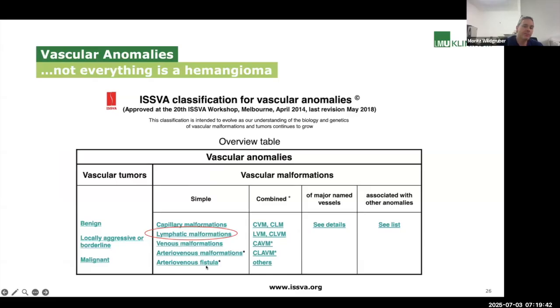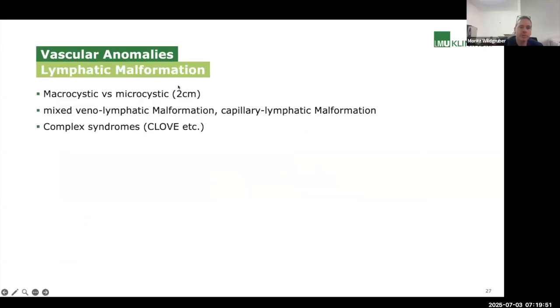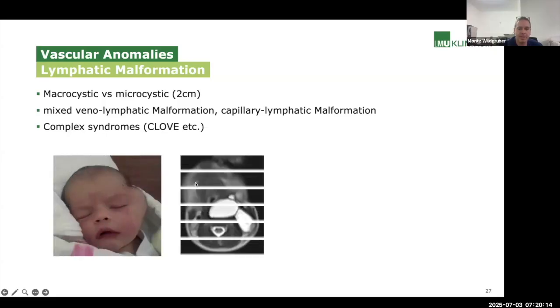Lymphatic malformations, lymphangiomas, cystic hygromas, they also have multiple names. It doesn't matter. We're all speaking of the same disease. There are two different types classified by the anatomy: macrocystic, where the cysts are larger than 2 centimeters, microcystic, or mixed type. And of course, lymphatic malformations, as I said before, can also occur together with venous malformations, with capillary malformations. So everything can be mixed.